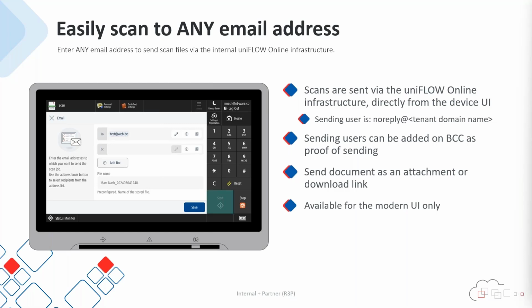Now, the sending users will be from the tenant domain address. So something like Andrew at the customer tenant domain name that was set up. And sending users can be added to the BCC as proof of sending this particular scan. The user can choose to send the documents as an attachment or a download link. This is typically set up in the configuration by the tenant administrator. It's worth noting that this feature is only available for the modern UI.